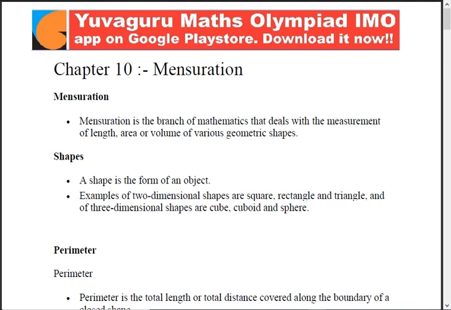So let's start. Mensuration. Now what is mensuration? Mensuration is a branch of mathematics that deals with the measurement of length, area or volume of various geometric shapes. Here, length, area or volume. These three can be measured using mensuration.